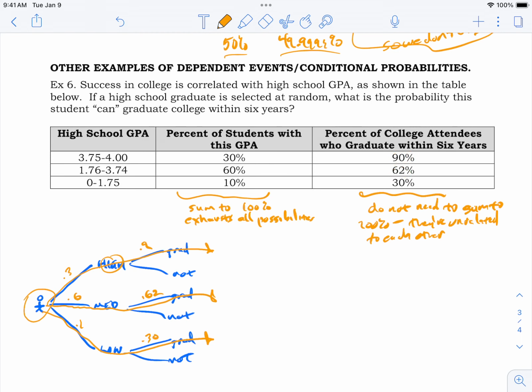So remember the multiplication rule yet again. This is a 0.3 times a 0.9. This is a 0.6 times a 0.62. This is a 0.1 times a 0.3. And you add these up and you end up with, what I get? 0.672. That would be your answer. 67.2%. Something like that.